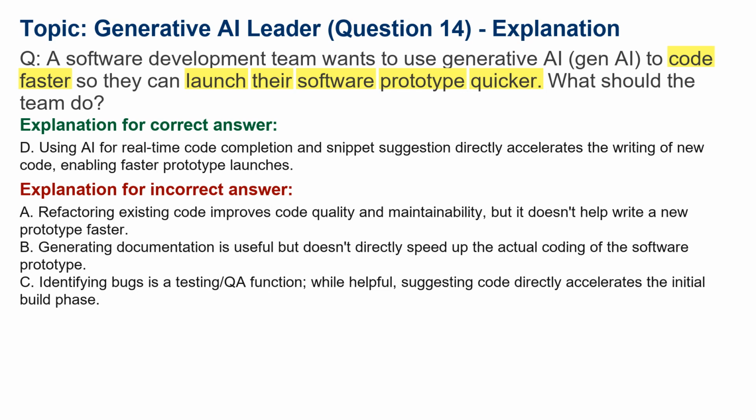Why are the others incorrect? A. Refactoring existing code improves code quality and maintainability, but it doesn't help write a new prototype faster. B. Generating documentation is useful but doesn't directly speed up the actual coding of the software prototype. C. Identifying bugs is a testing/QA function. While helpful, suggesting code directly accelerates the initial build phase.